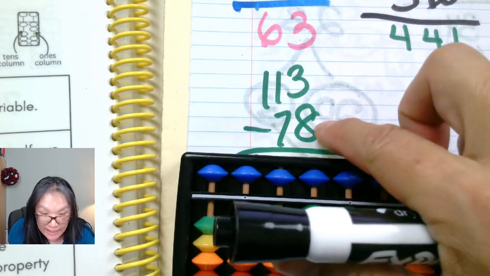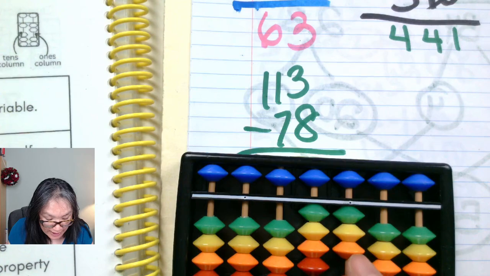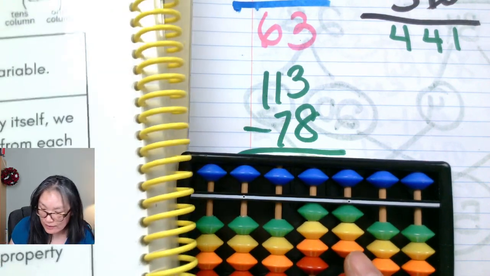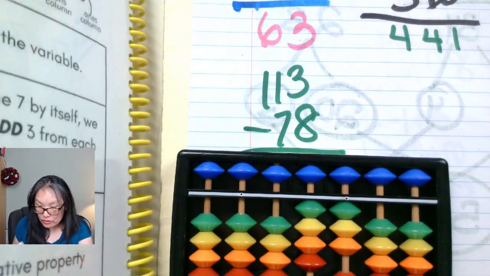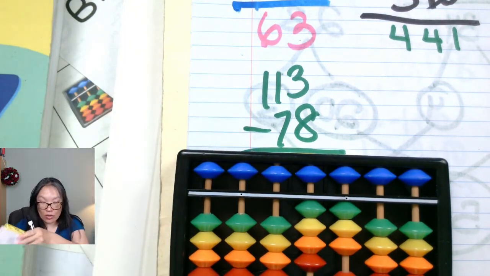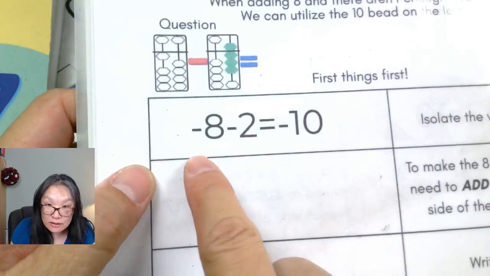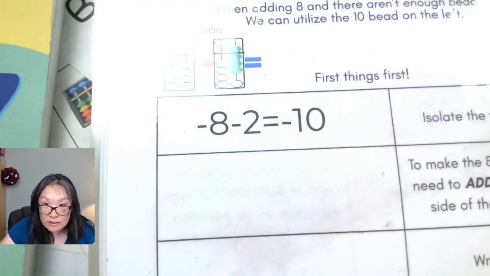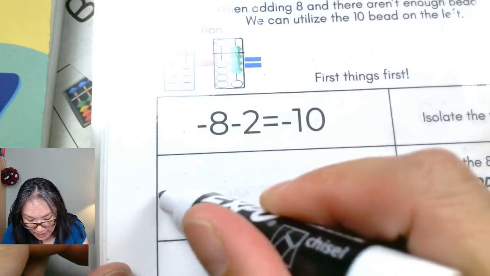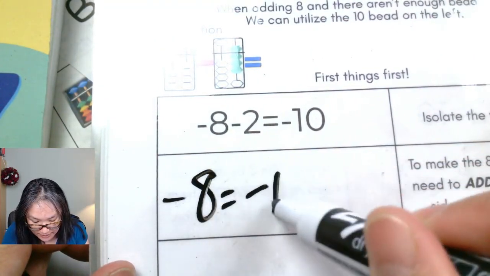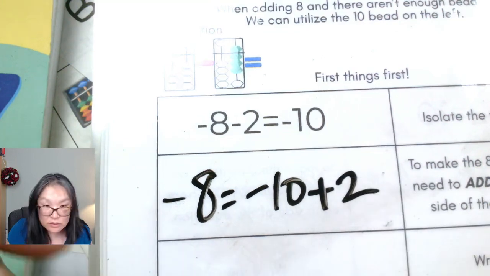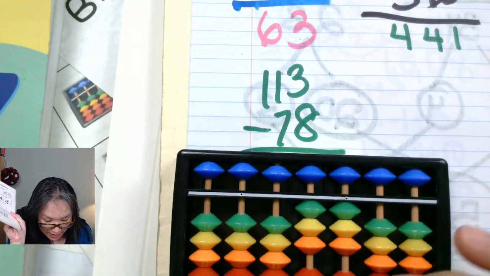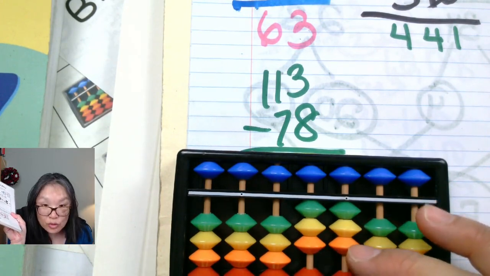And then I want to take away 8. Can I take away the 8? No, cannot take away the 8. So I know to minus the 8, I'm going to what? I need to minus the 8 is equal to minus the 10 plus the 2. Yes! Thank you, Jubilee. Minus the 10 plus the 2.